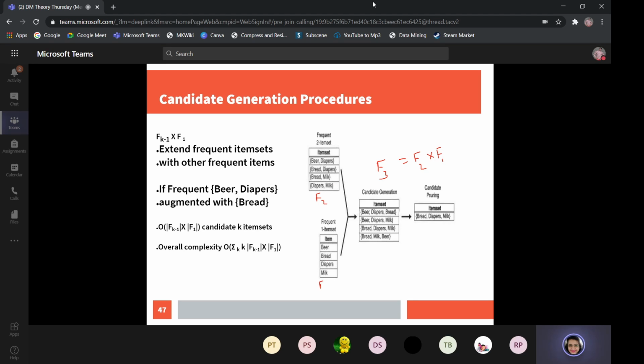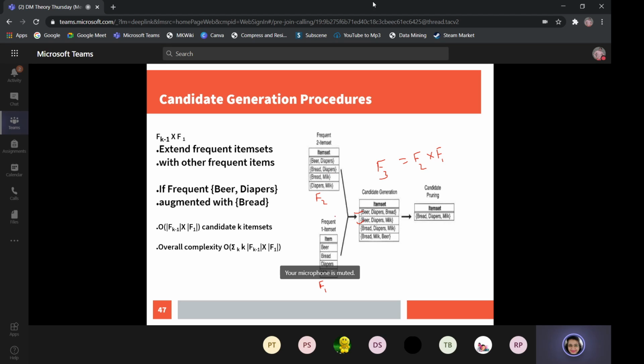So how are you going to combine? Beer and diapers you cannot combine with beer, because beer is already present. They have to be disjoint. Beer and diapers you can combine with bread, so this is one candidate. Beer and diapers you cannot combine with diapers. Beer and diapers you can combine with milk, so this is another candidate.